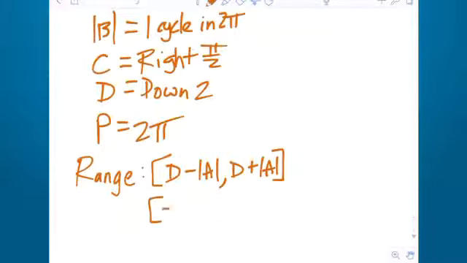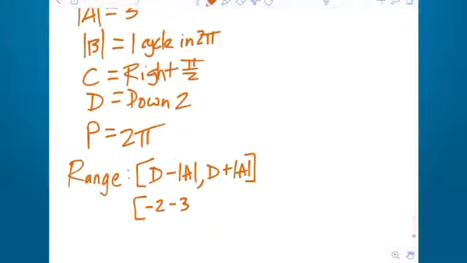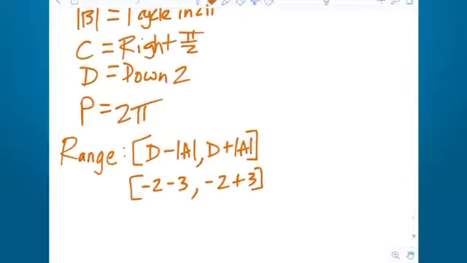So for us, we're down 2, so we're at -2. And like we just said, we're going to subtract 3 to get to our low point. And then for our high point, we're going to start at the sinusoidal axis of -2 and go up 3. So the range is -5 to 1.